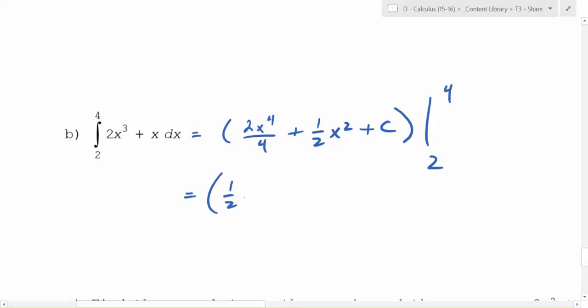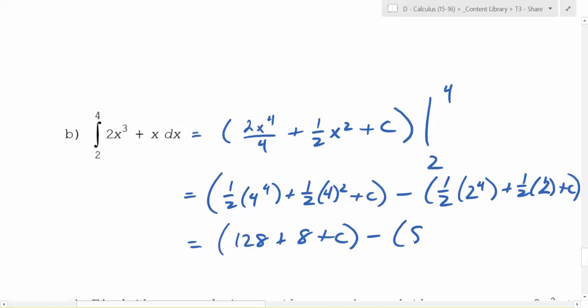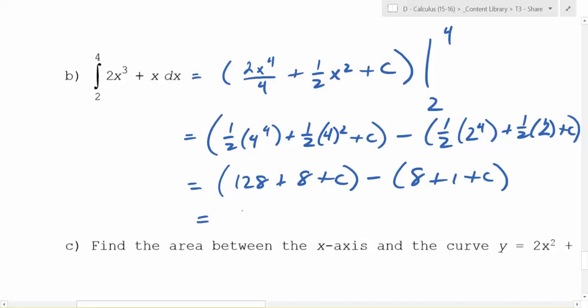It's going to be 1/2 of 4 to the 4th plus 1/2 of 4 squared plus c minus 1/2 of 2 to the 4th plus 1/2 times 2 plus c. So what do you end up with there? Say 250, what, 128? Yeah. 128 plus 8 plus c minus what? 8 plus 1 plus c? Is that correct? Yeah, I think it's right. I need help though. 136 minus 9 equals what? 120?